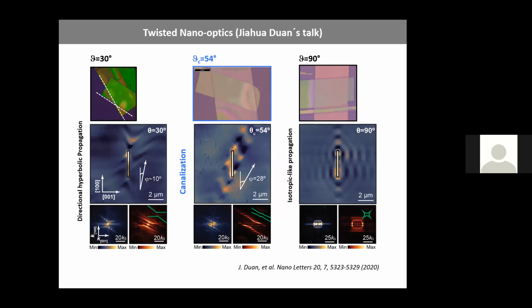Just an advertisement of later on, Yahua Duan, postdoc in the group, will talk about twist nano-optics, how by twisting 2 flakes of MoO3, we can reach the condition where there is a natural canalization of phonon polaritons on the surface, so we can make natural waveguides without etching. And yeah, this is very interesting. It happens through an optical topological transition in the medium.